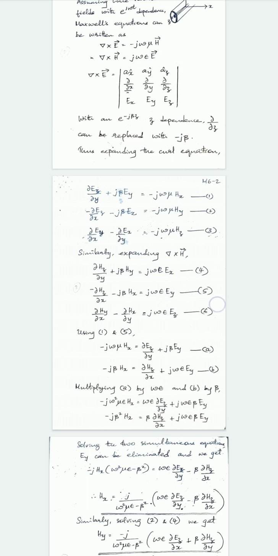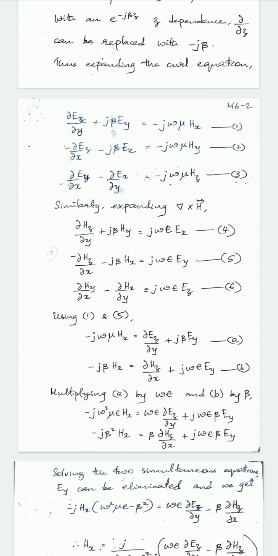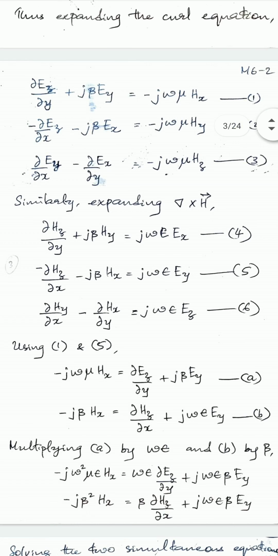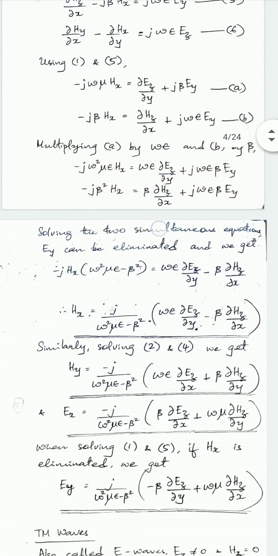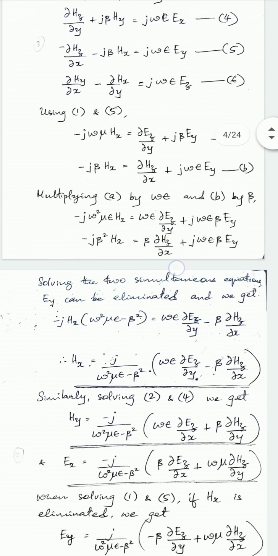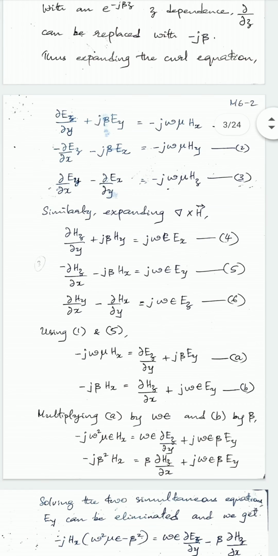Then, using this equation number 1, so this is our equation number 1, and using equation number 5, you will get what Hx is. So you will get the Hx component by solving equation number 1.